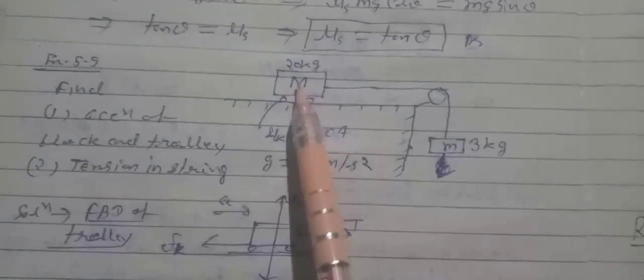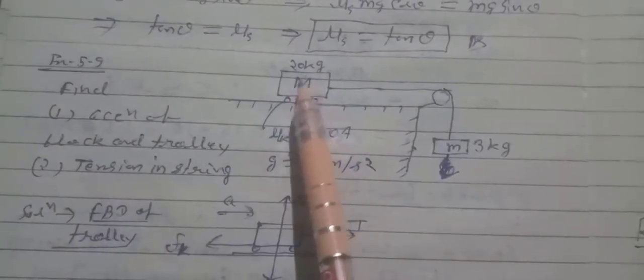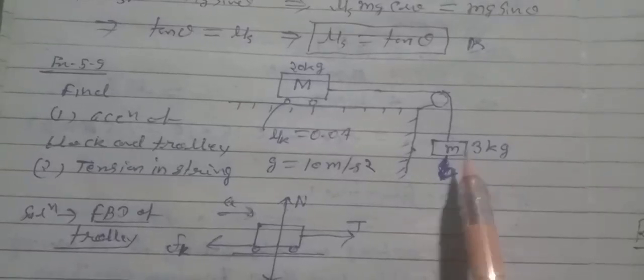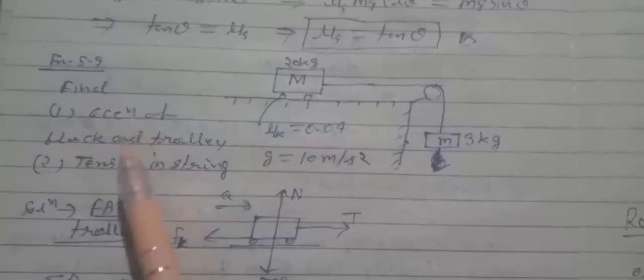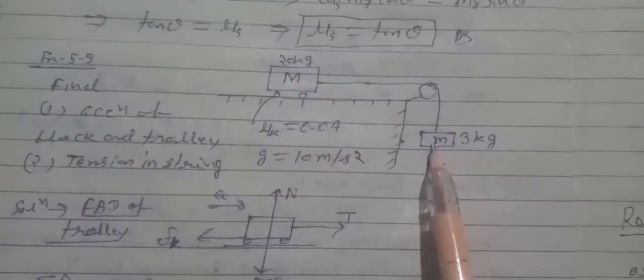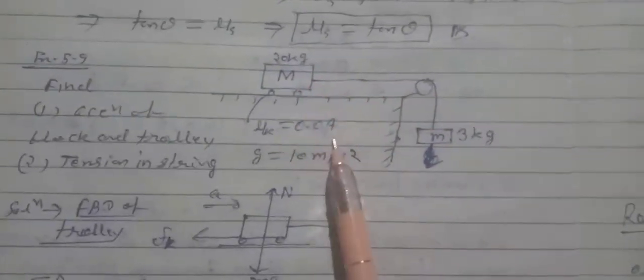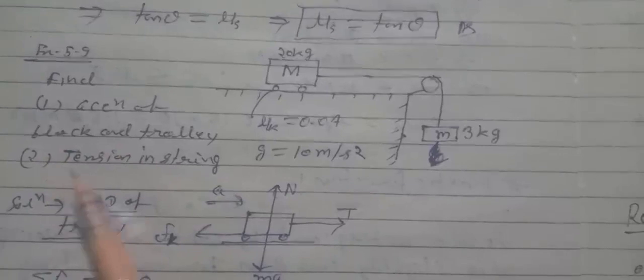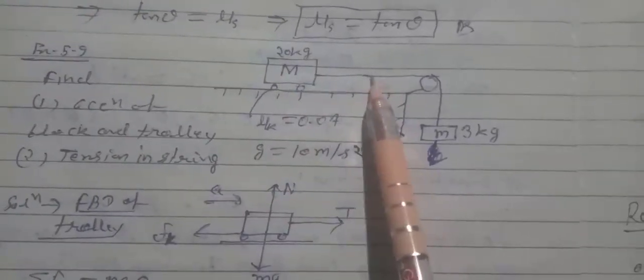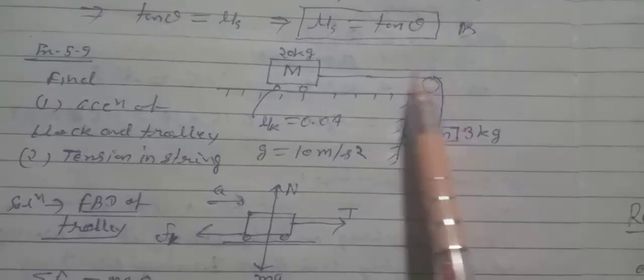This block is of 20 kg and this body is of 3 kg. It is given in the problem. Now we have to find the acceleration of the block and trolley. This is a trolley and this is a block, so we have to find the acceleration of these two bodies, and the tension in the string.